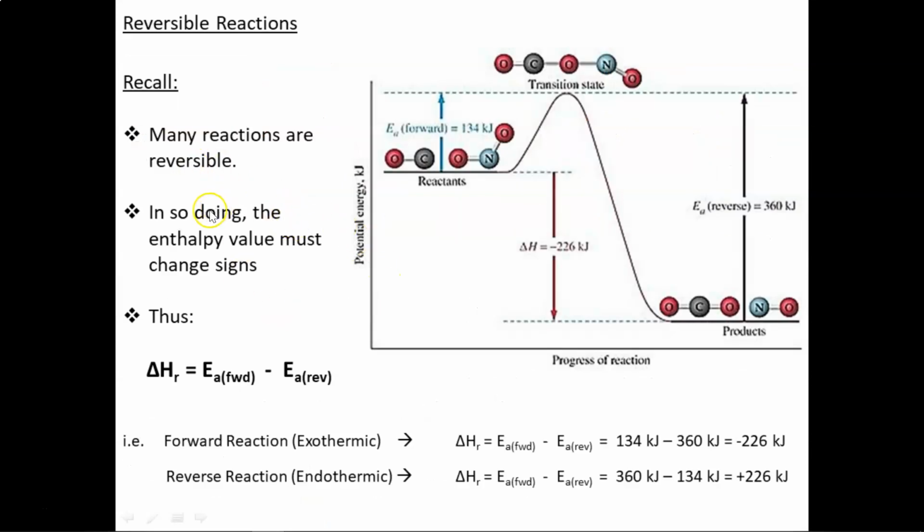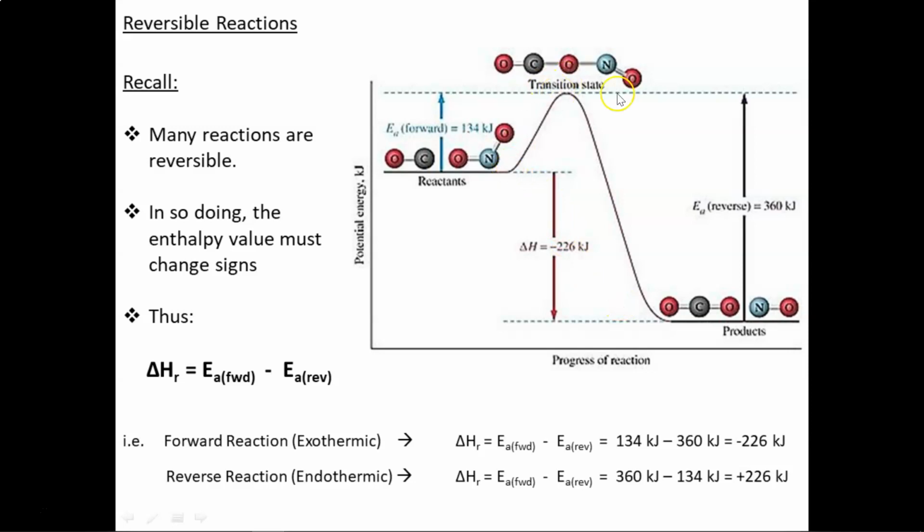Just keep in mind that when you are doing the reverse reactions, enthalpy values must change signs. So going in the forward direction, this reaction is exothermic. It is going to release energy. That's why its enthalpy value is negative, going from a high potential energy reactant to a low potential energy product. On the other hand, if you're going in reverse, the enthalpy magnitude is going to be the same, but it should be positive at that point, because when you're going in reverse, you're adding energy to go from low to high.